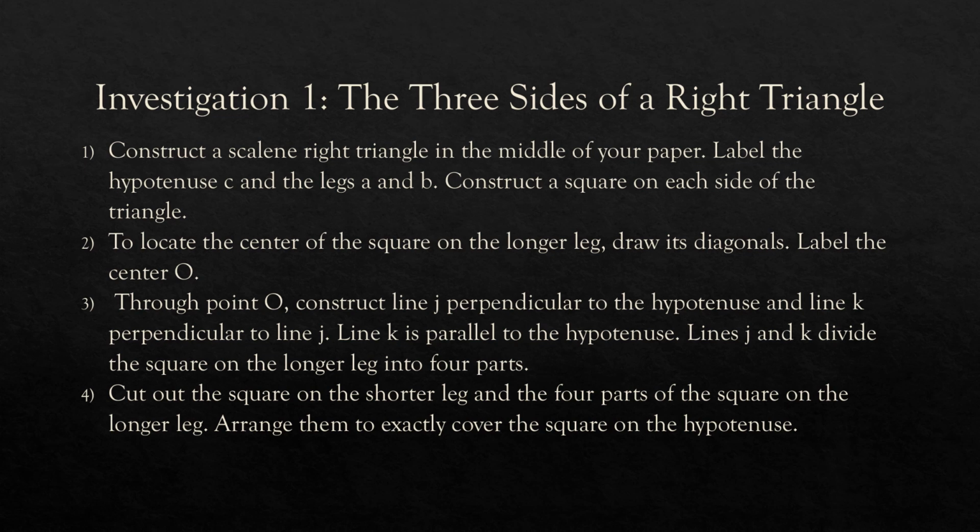Our investigation is going to talk about the three sides of a right triangle. You're going to construct a scalene right triangle in the middle of your paper. You will label the hypotenuse C and the legs A and B. Then construct a square on each side of the triangle.